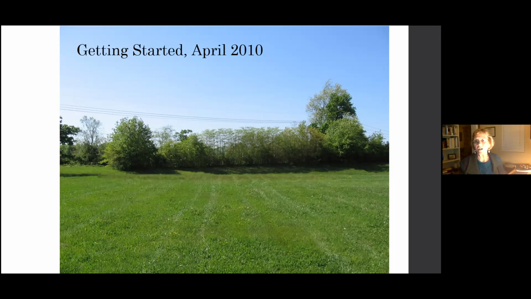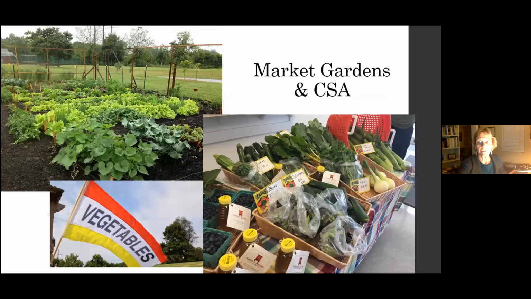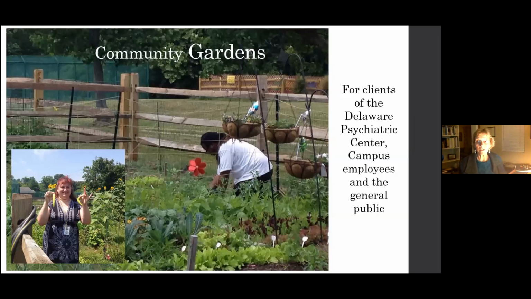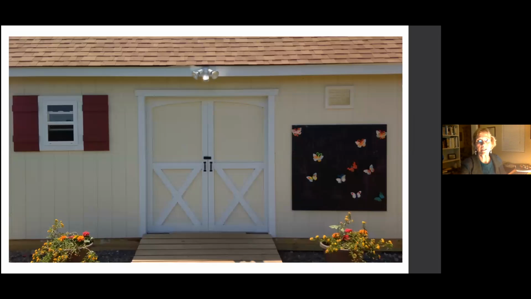I'll just take you on a real quick infomercial, if you will, about the garden that has been developed over the past 10 years. We have market gardens and a CSA. CSA is community supported agriculture, where you buy a box once a week or once a month, whatever, of produce in season. We have community gardens. These are for the clients at the psychiatric center, also for employees of the campus and members of the public.